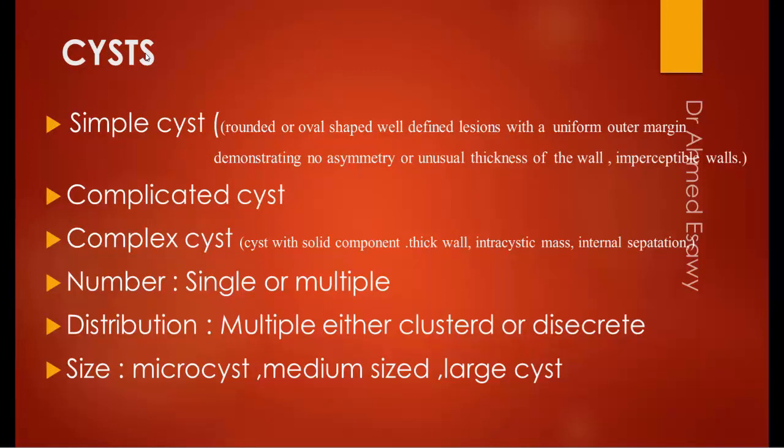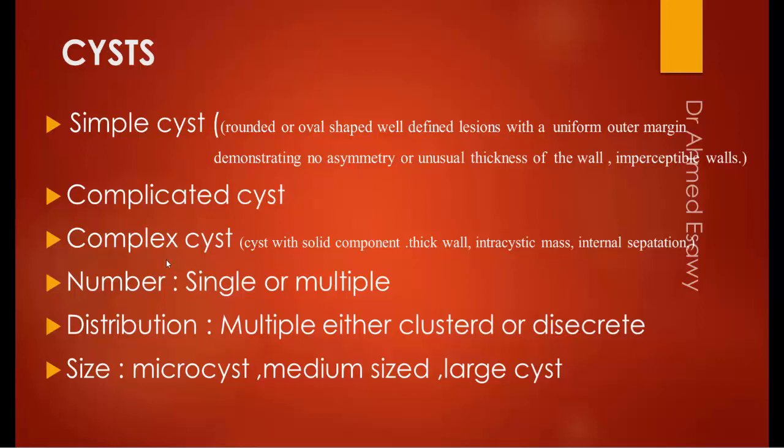Cysts, the second component of fibrocystic change. Cysts are either simple, round or oval shaped, well defined with a uniform outer margin, demonstrating no asymmetry or unusual thickness of the wall, an imperceptible wall. A simple cyst may become a complicated cyst or a complex cyst. A complex cyst has a solid component, thick wall, intracystic mass, or internal septation.